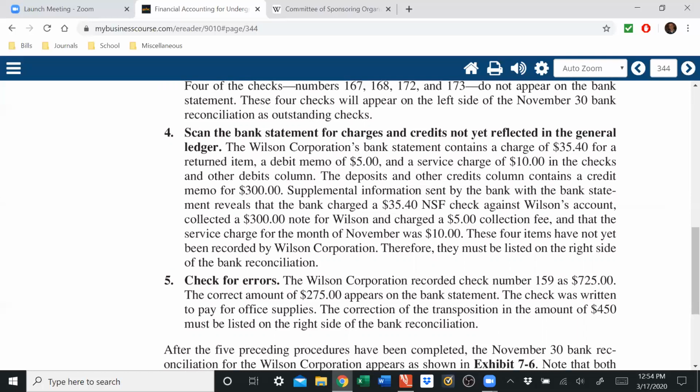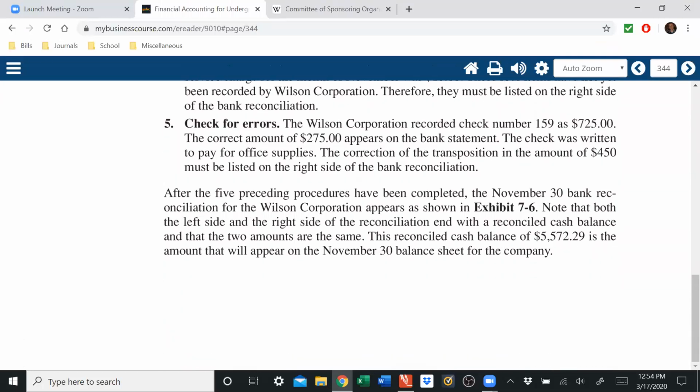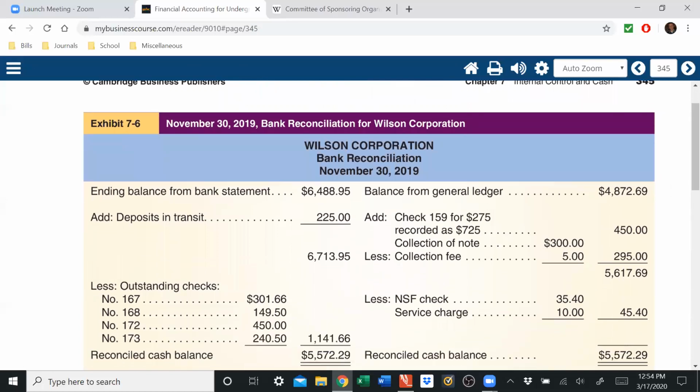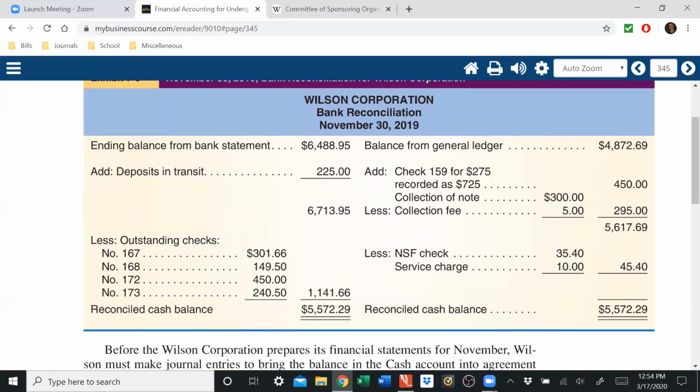$450 too much. So now they have to go back and add $450 to their cash balance, because they really have $450 more than they thought they did. See, so they add the $450 here. And after making all these adjustments, you can see the adjusted cash balance on the book side is equal to the adjusted cash balance on the bank side. So our bank reconciliation is correct.